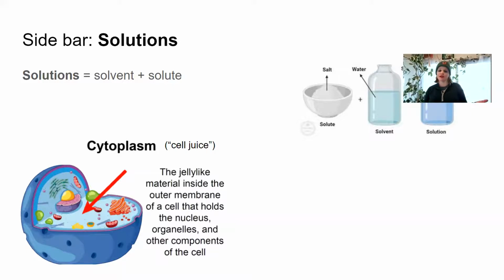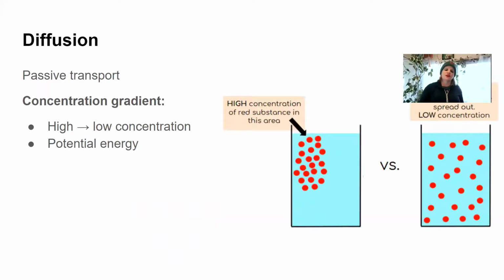So the cytoplasm is a solution. I like to call cytoplasm cell juice. It's just this gooey stuff that's inside the plasma membrane, and it's the stuff that everything floats around in. When we talk about ribosomes and lysosomes and nuclei and Golgi apparatus and all that that we're going to cover, it's floating around in this cell juice that's contained within the plasma membrane. And that's our cytoplasm.